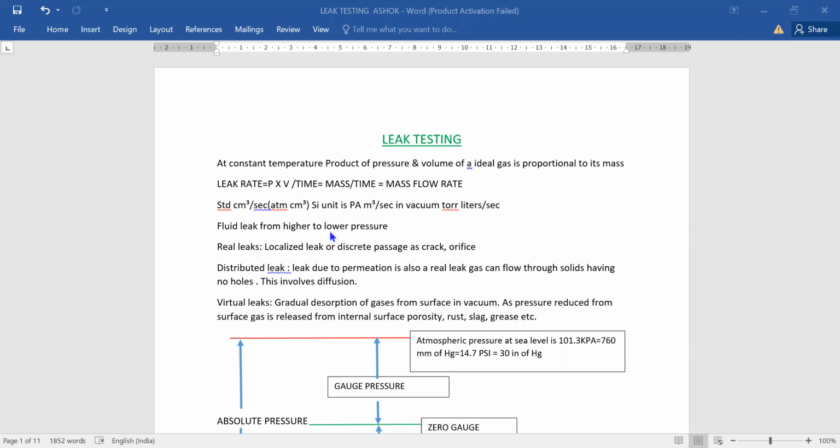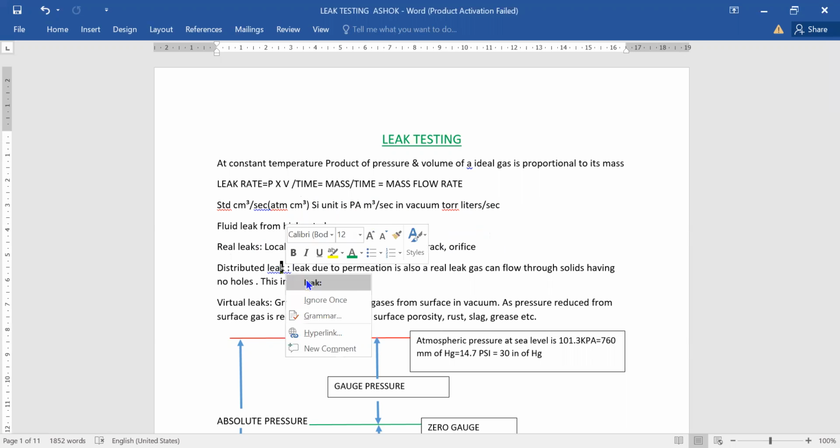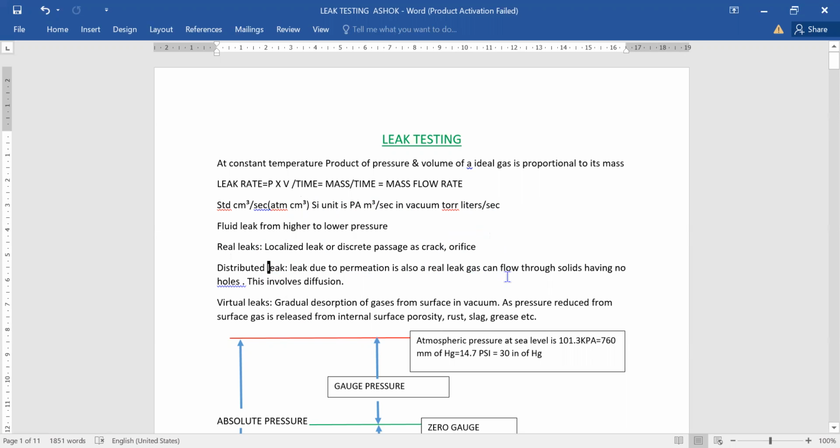Fluid leaks from higher to lower pressure. Real leaks: localized leak or discrete passage is a crack, orifice. Distributed leak: a leak due to permeation is also a real leak. Gas can flow through solids having no holes. This involves diffusion.